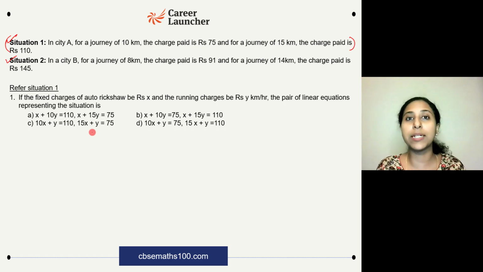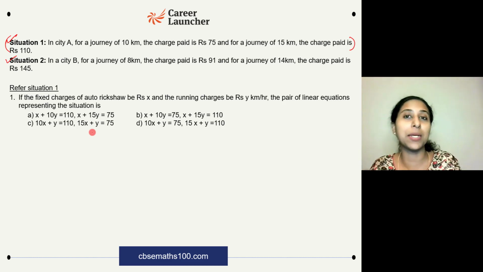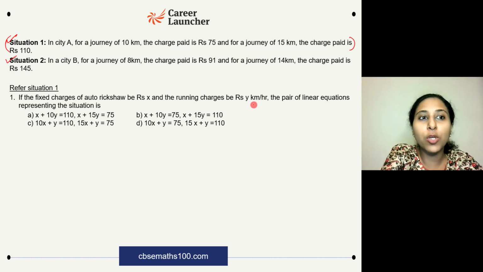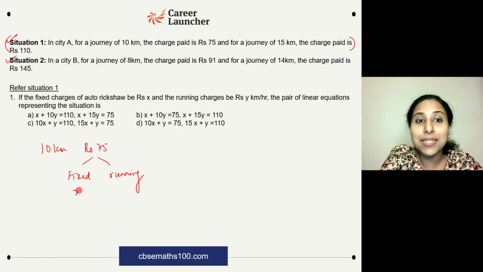And the running charges will depend on the kilometers you're traveling. So running charges are usually charged as certain rupees for each kilometer that is traveled, and it's given here as Y per kilometer. Now, let's look at situation A. When he's traveling 10 kilometers, the charge paid is 75 rupees. This 75 rupees would have a fixed component to it, and there would also be a variable charge, which is also called running charge over here. The fixed charge is represented as X, running charge as Y.